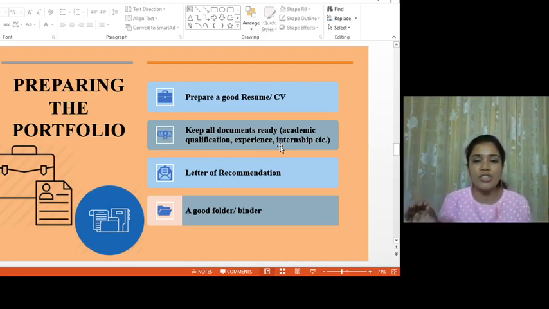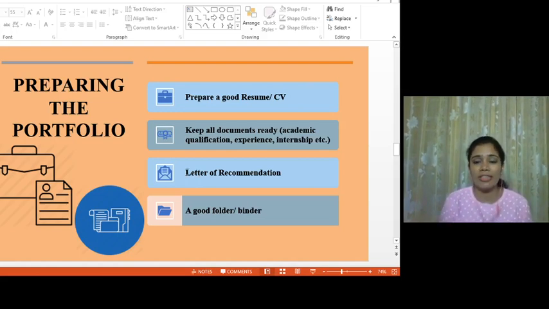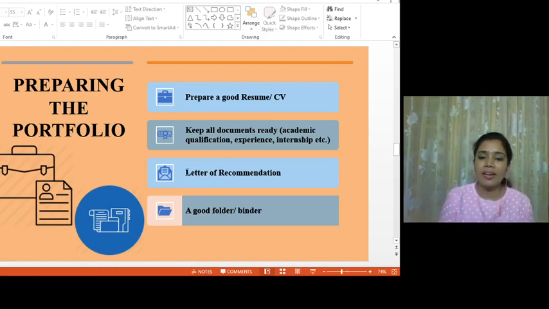Everything that you have mentioned in a resume or CV should be supported with documentary evidences. Okay, then it's always good to have a letter of recommendation from anyone who is not related to you. Okay, it can be from the head of your institution, it can be from any well-reputed person who should know you and not be related to you.